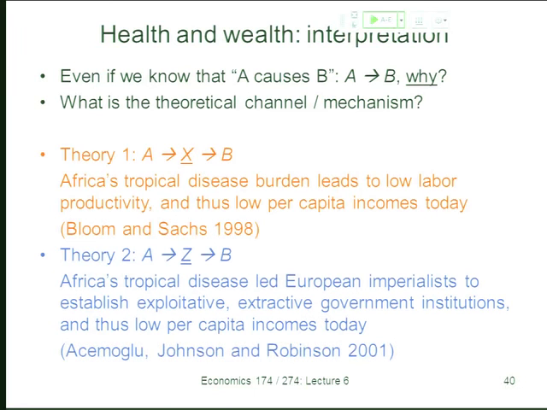But let me pause for a second. People see how these channels are totally disparate, but they both say tropical disease is leading to low income through these very different mechanisms, right? Any questions, especially from those who hadn't heard of this paper or read about this hypothesis? Yeah.